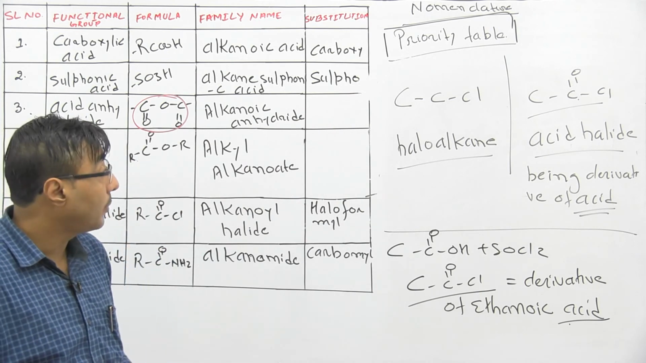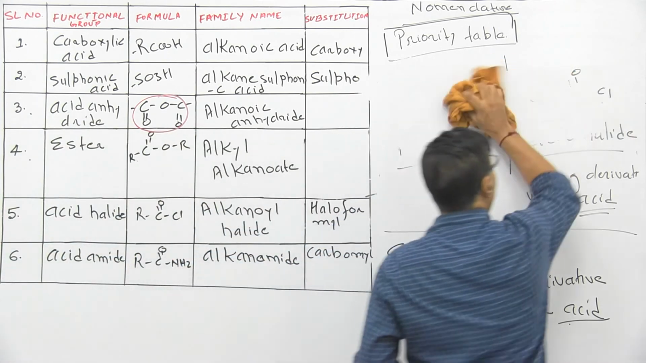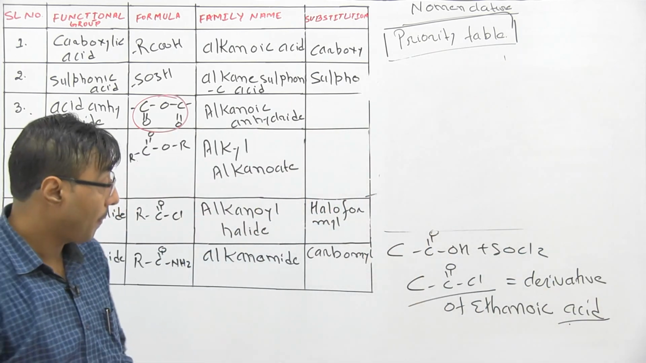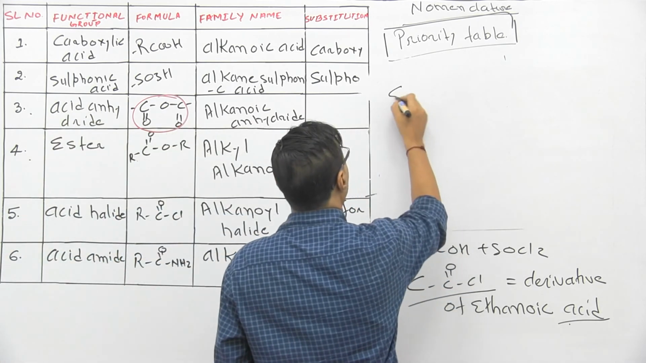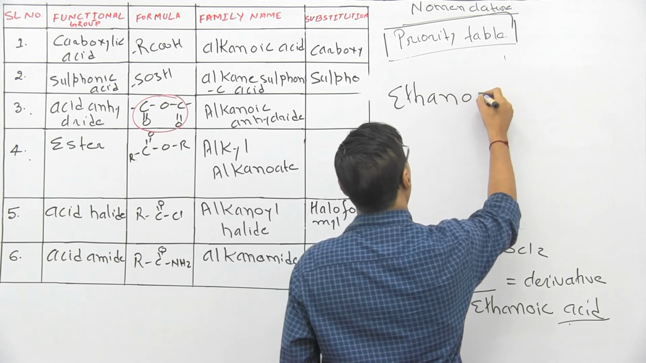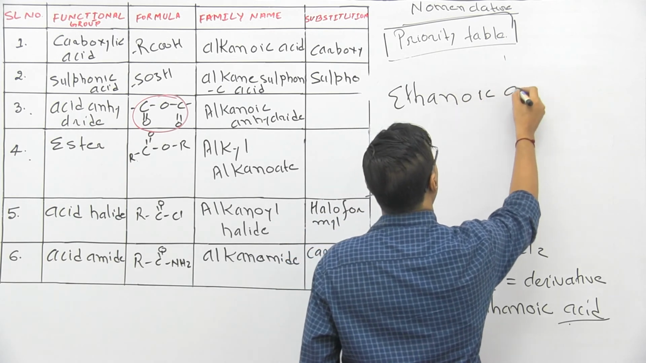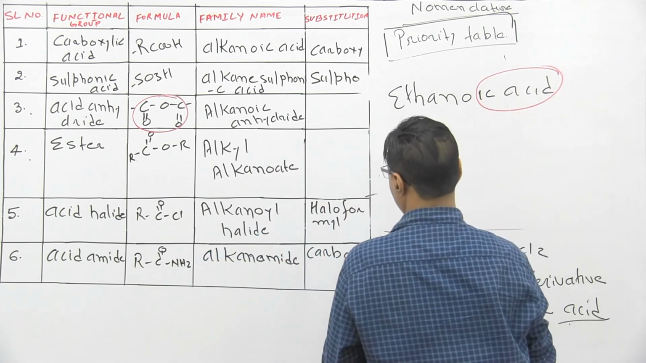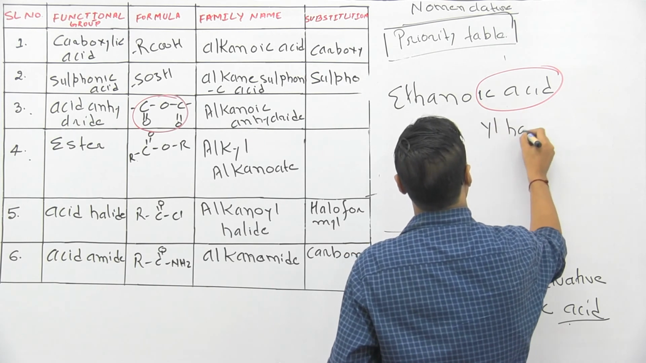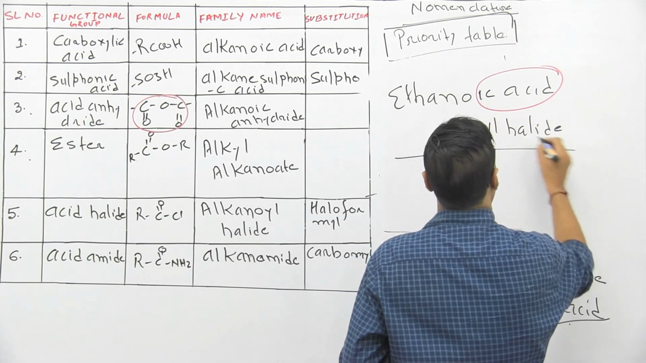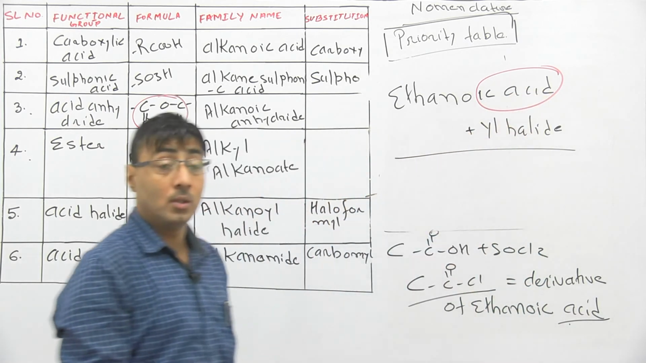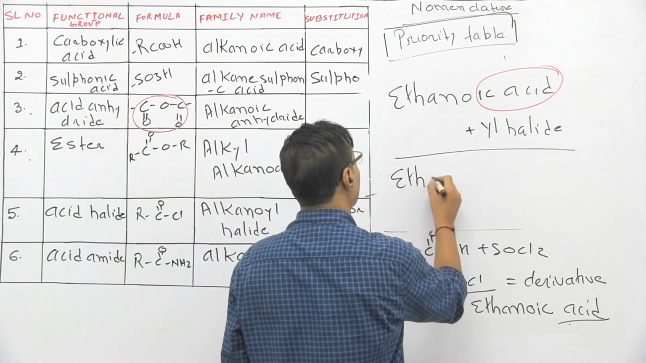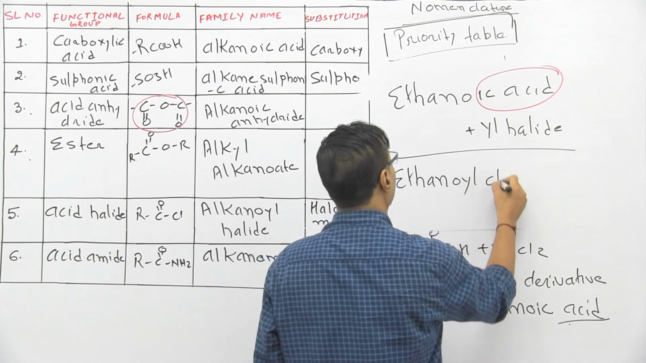So to write their halide name, what we do? We remove this part and we add this part. We remove ic acid and we add yl halide. So the name will be ethanoyl chloride.